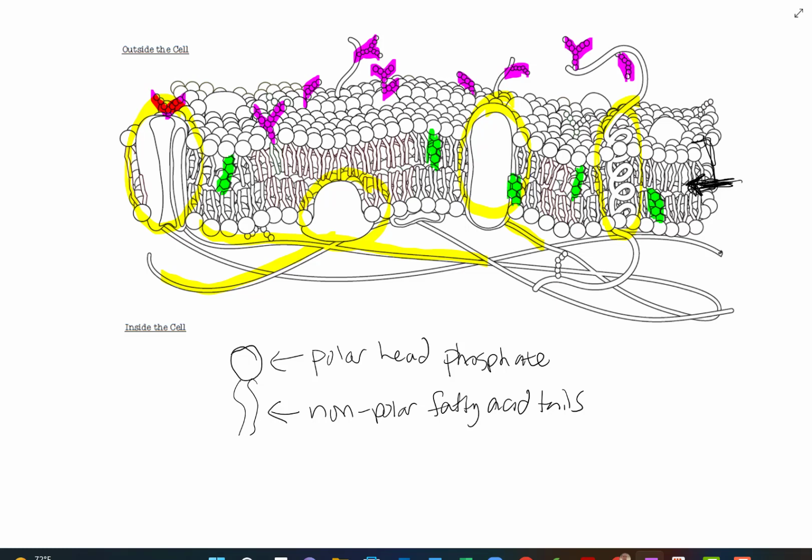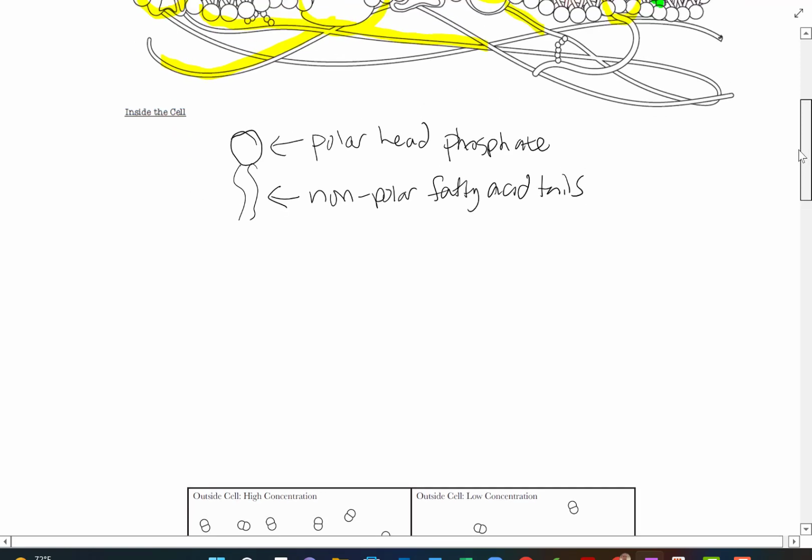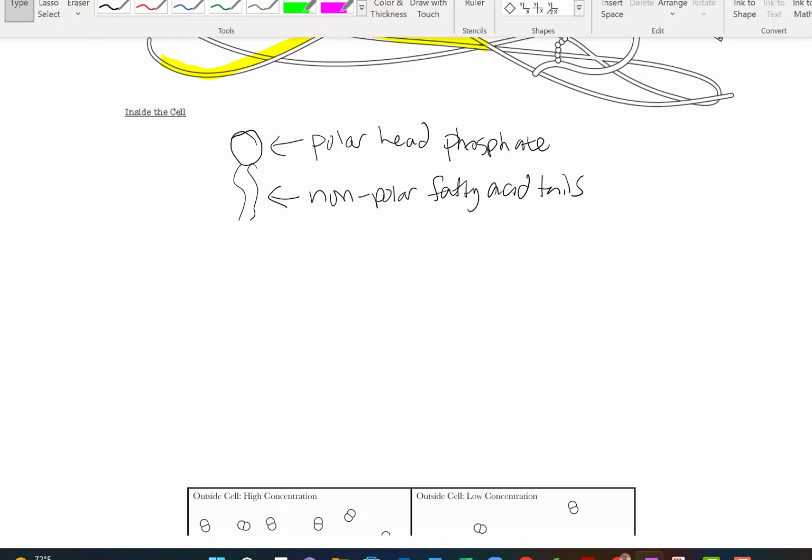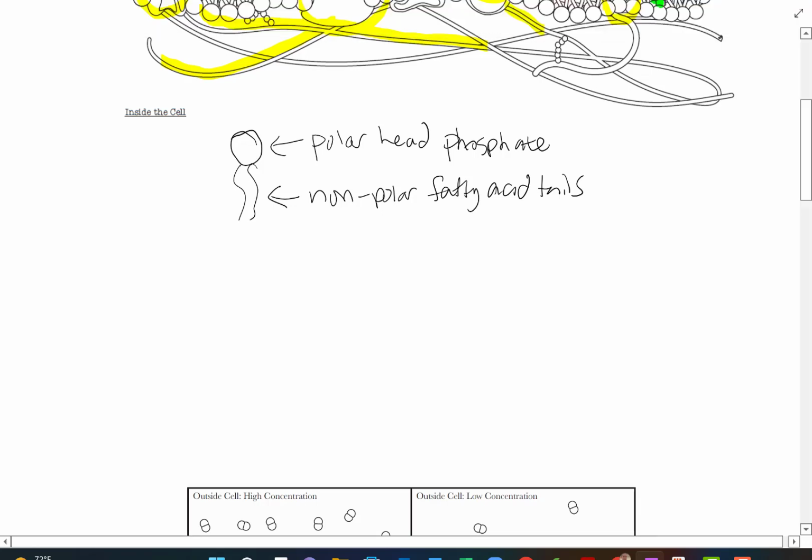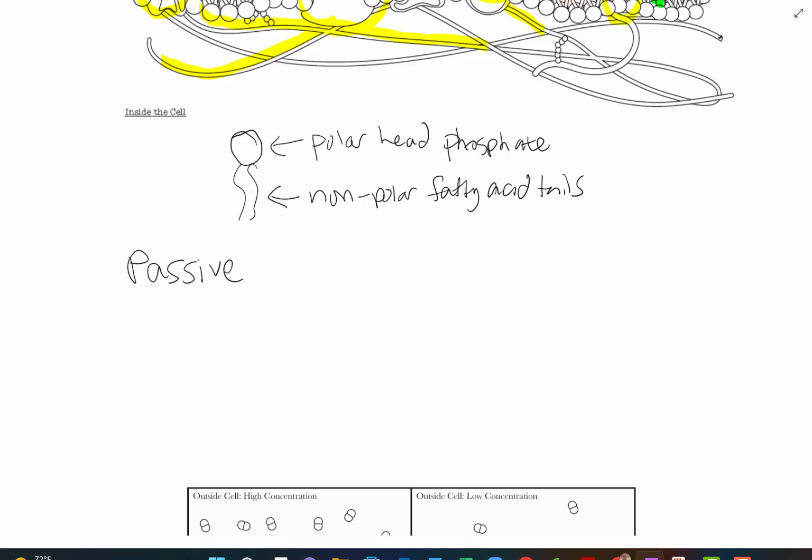So we're going to be talking about transport today in the cells. And when we are talking about transport, we have really two categories of transport. Transport can be either passive, or transport can be active. Passive transport does not require energy. So passive transport, no energy is needed. Active transport requires energy.